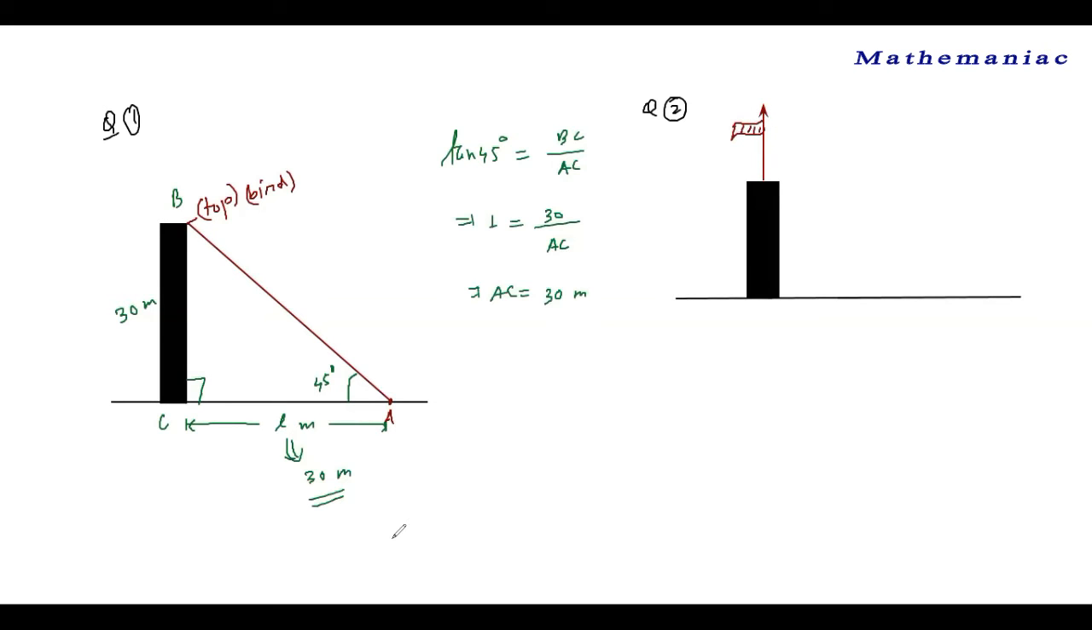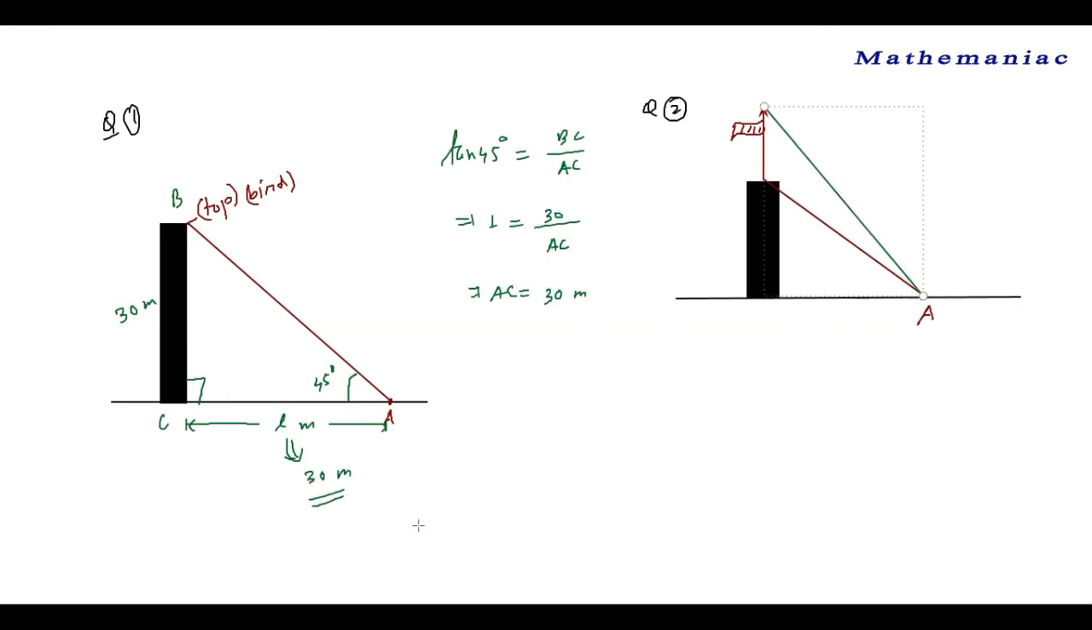Now, what will they give you? What will the question be? Again we can say that there is a person who is looking at the top of the building as well as the top of the flag from point A. So he is looking at the top of the building, and at the same time he is looking at the top of the flagstaff. This is the top.